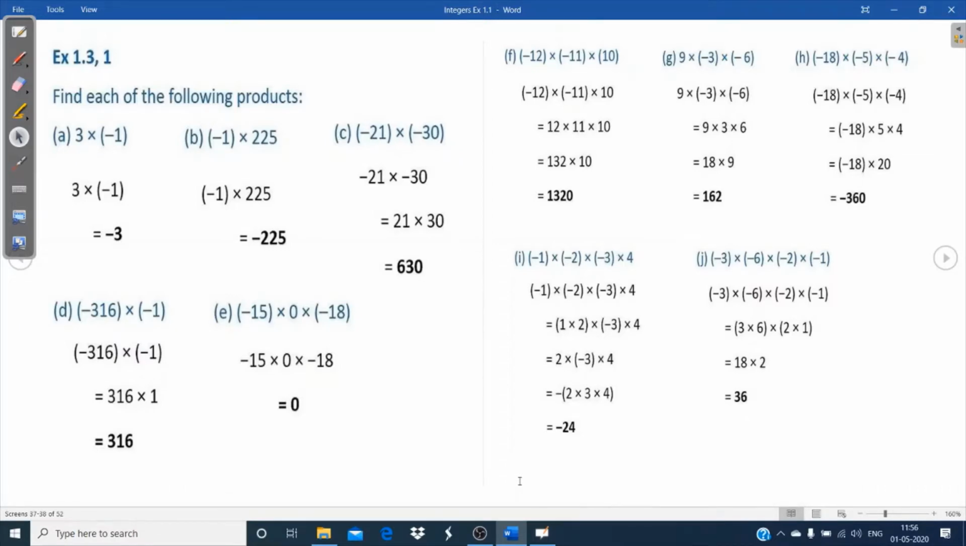So today we are going to solve exercise 1.3 in this video. So let's start. The first question is: find each of the following products. You have to multiply the following integers.